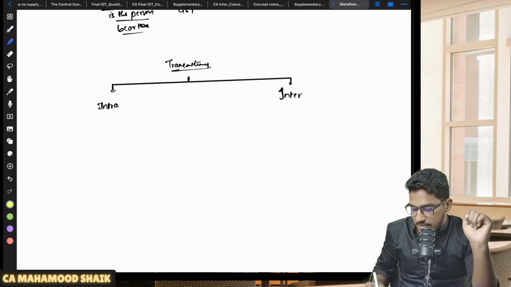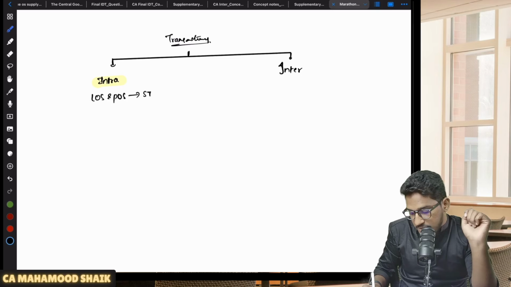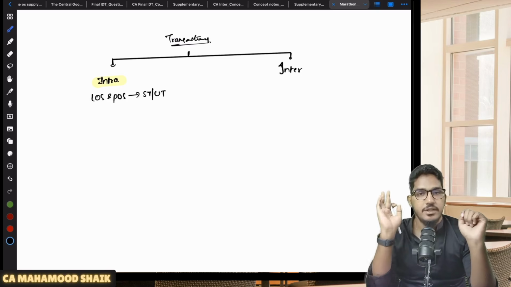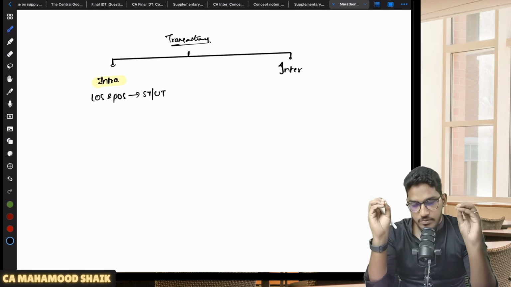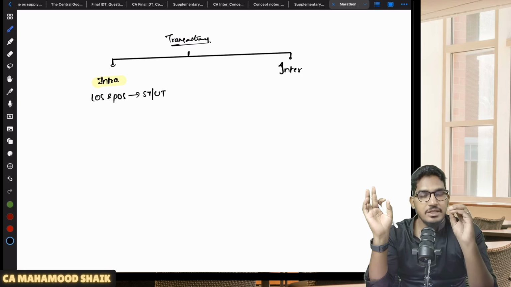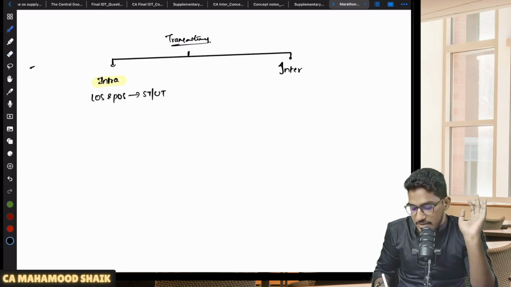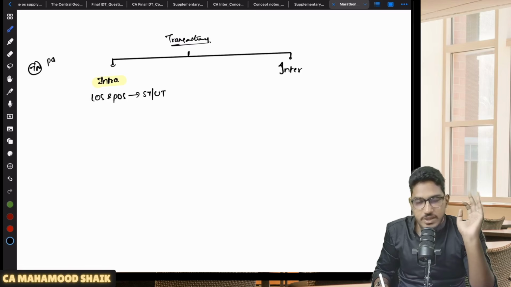Sir, what is an intrastate supply? Simply, if the location of the supplier and the place of supply are in the same state or the same union territory, then we call it an intrastate supply. Let us say, for example, the location of the supplier is in Tamil Nadu and the place of supply is also in Tamil Nadu, then that transaction we call an intrastate supply.